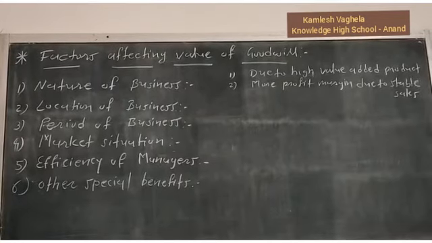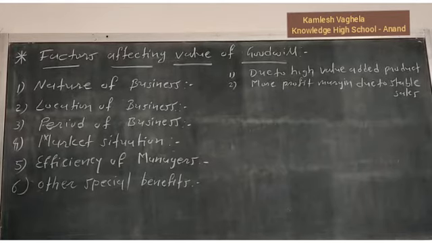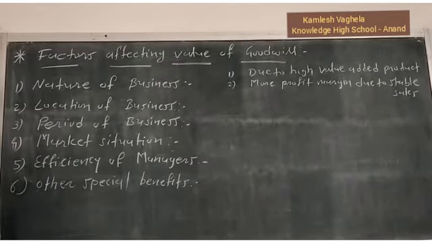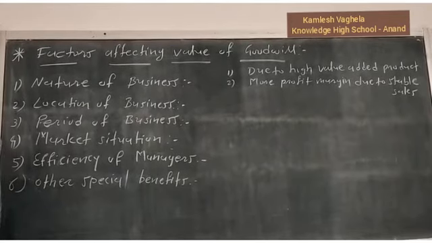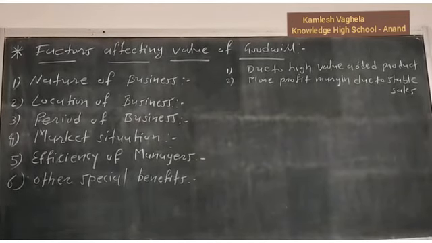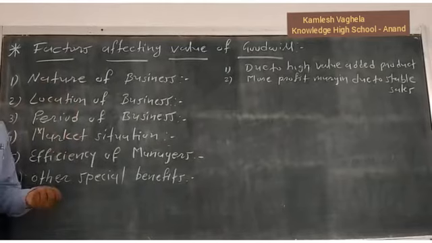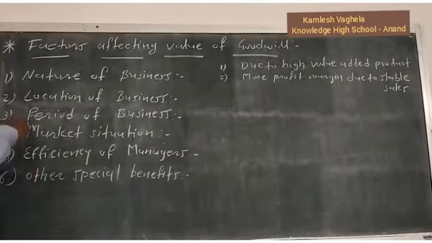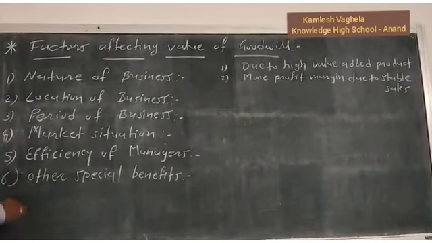Okay, now we have seen the meaning of goodwill. Now, factors affecting value of goodwill. So what are the factors which affect our value of goodwill? Affect means what? Because of this factor, value of goodwill increases or decreases. So there are 6. I have written over here. Now what is the first one?